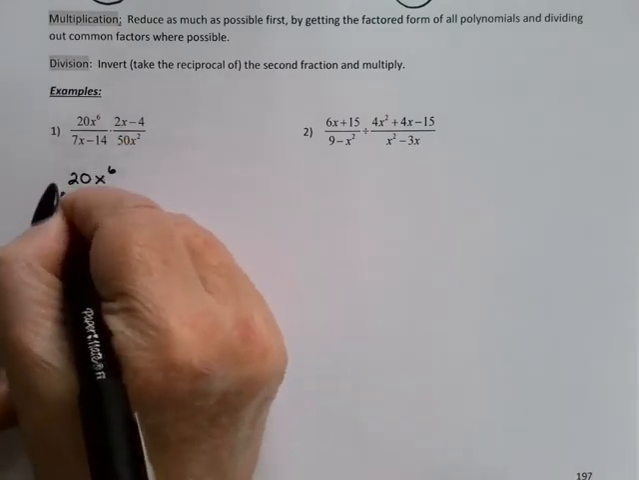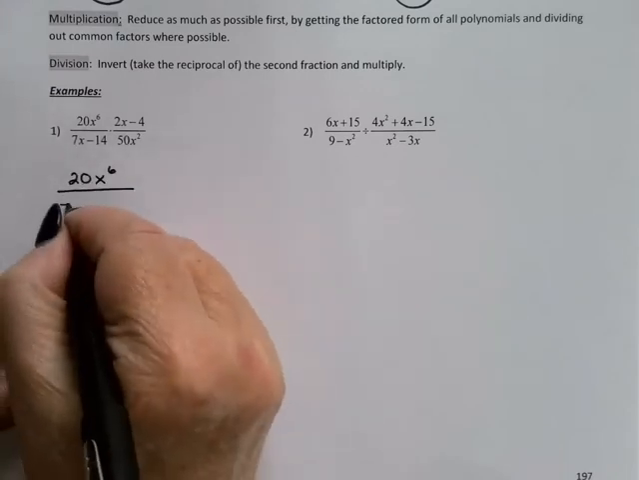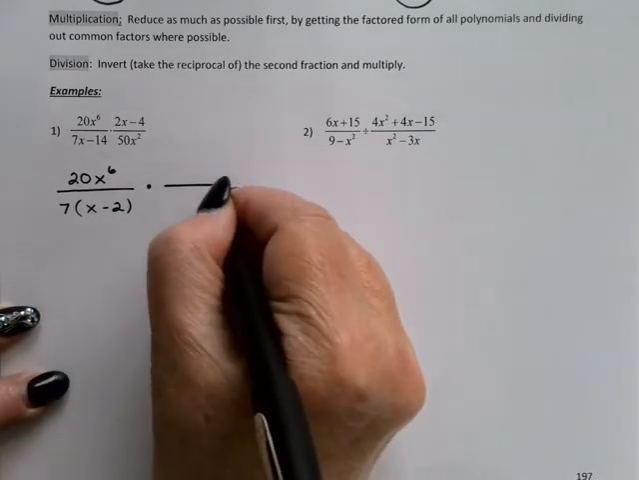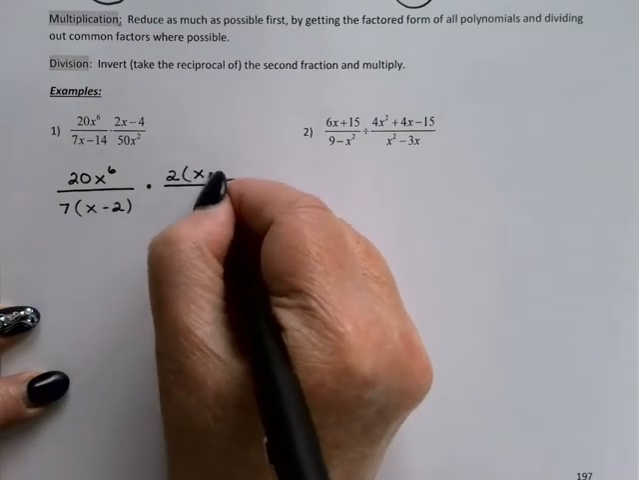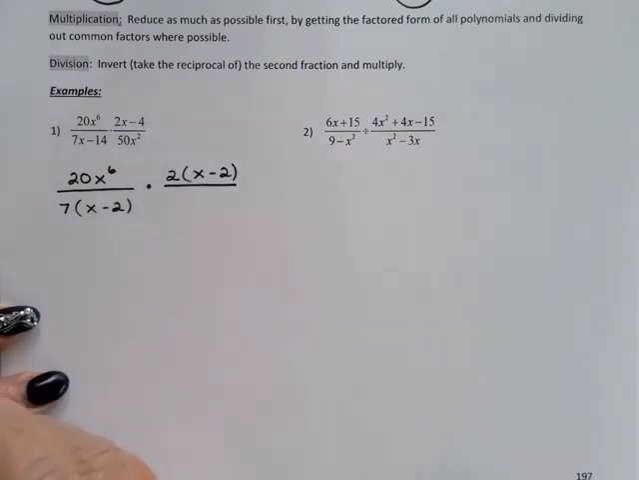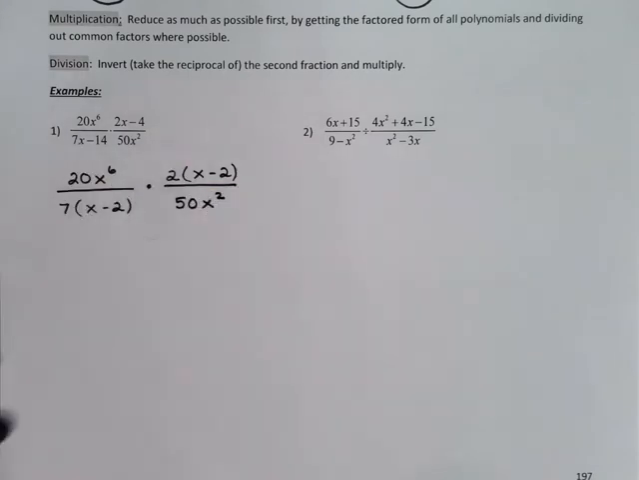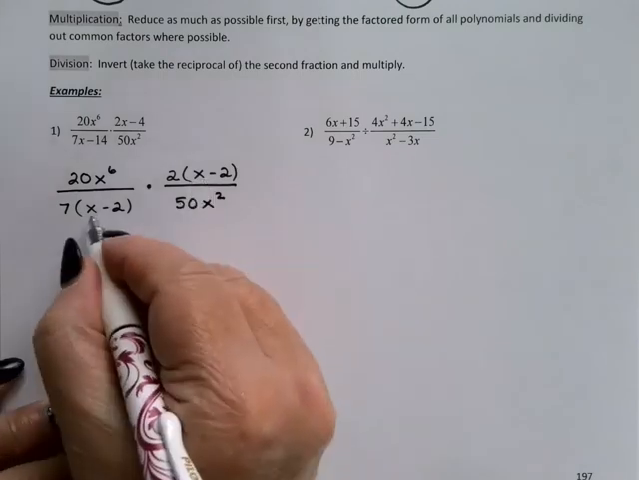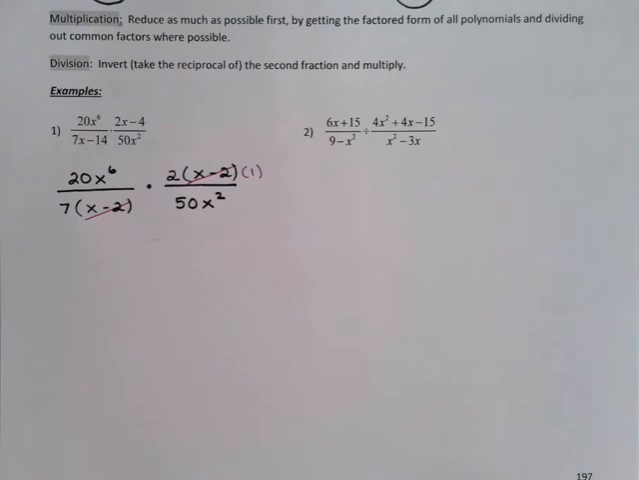20x to the 6th is a monomial, no factoring required. And in the denominator, I could factor out a 7, making that x minus 2. Second fraction, I can start by factoring out a 2, which gives me x minus 2. And the denominator, again, is a monomial, so I can't factor that. Now that everything's factored, everything's multipliers, I can say x minus 2 divided by x minus 2 is 1.